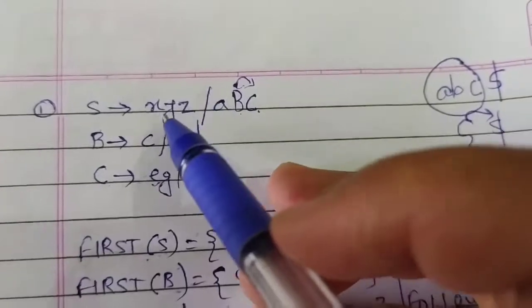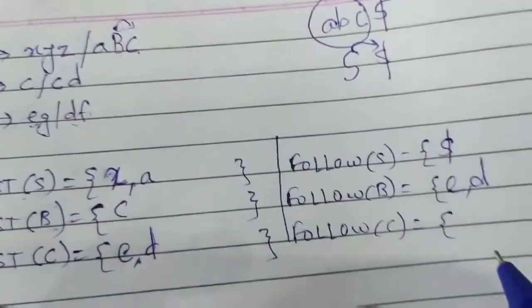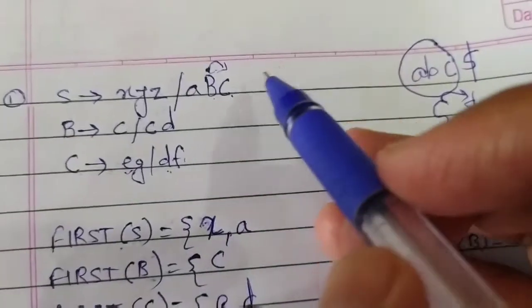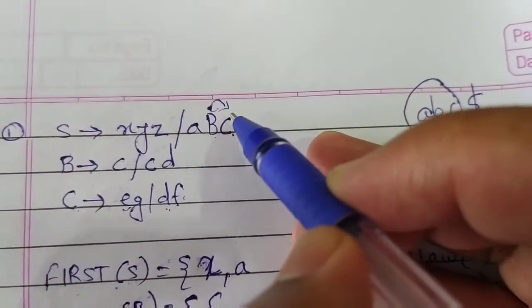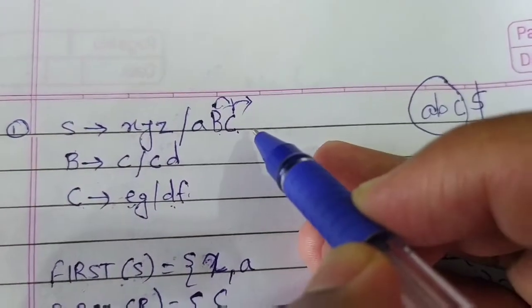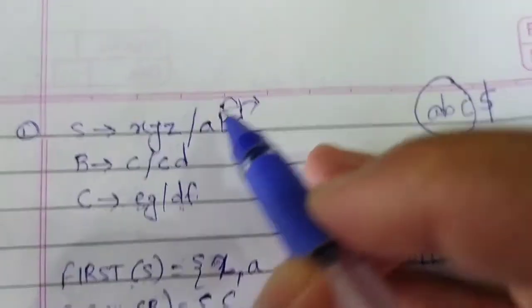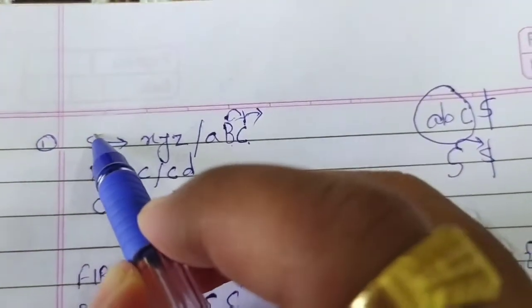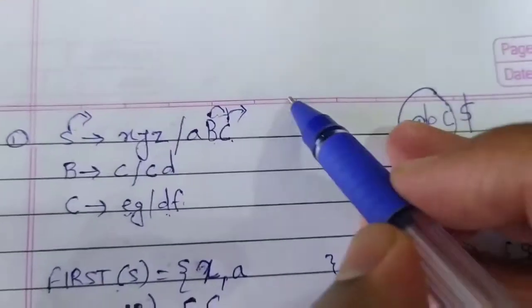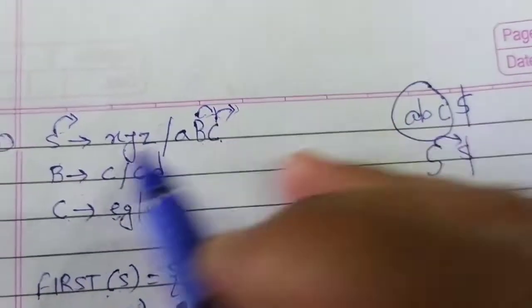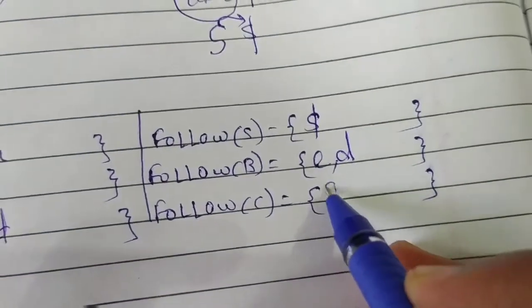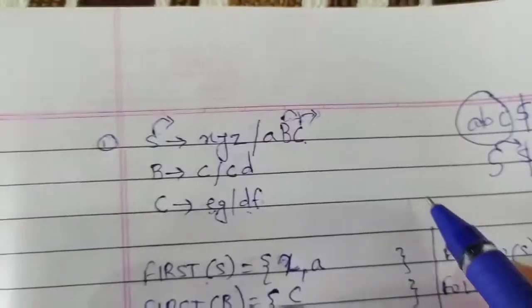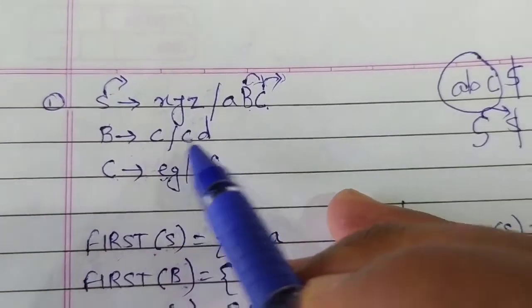So nowhere is a B. Now we will find out follow for C. So where is the C? Here. So who is following C? There is nothing. But this completely is generated from the S. So whoever is following the S, that will follow capital C. So what is the follow of capital S? Dollar. So here it will be dollar. Now again, where is the capital C? Nowhere.